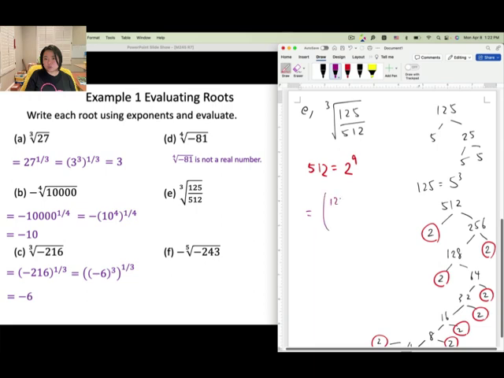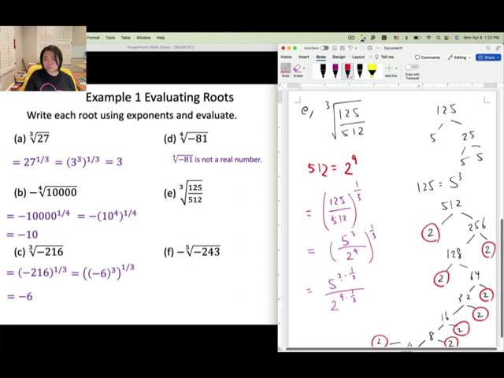First, 125 over 512 to the power of 1/3. I just used the formula. And then, which is going to be 5 to the power of 3. And this one, 2 to the power of 9. And then 1 over 3 here. Okay, let me write one more step here. This means 5 to the power of 3 times 1/3. On the bottom, 2 to the power of 9 times 1/3 here.